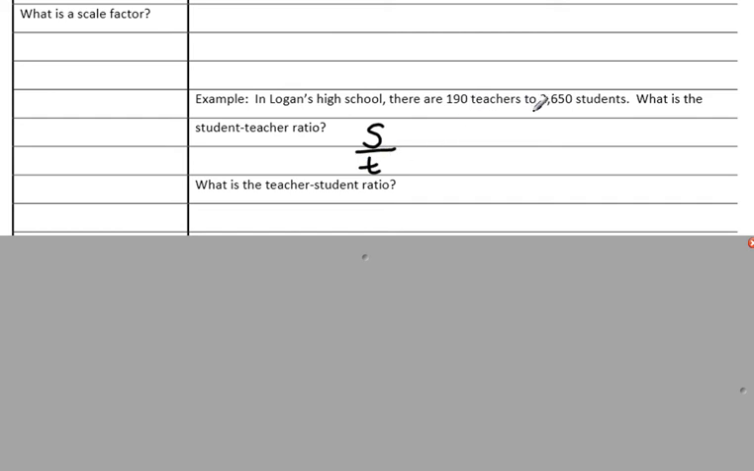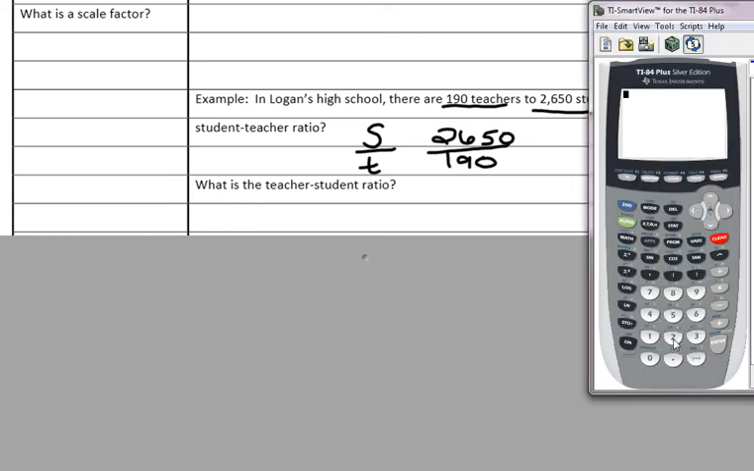So in this case, we need to have students on top, teachers in the denominator. So if we have 2,650 students, that'll be on our numerator. And we have teachers, 190. So a ratio is a reduced fraction, so we'll go into our calculator, type in 2,650 divided by 190. We'll press enter, and that's going to give us a fraction, but we want the reduced ratio.